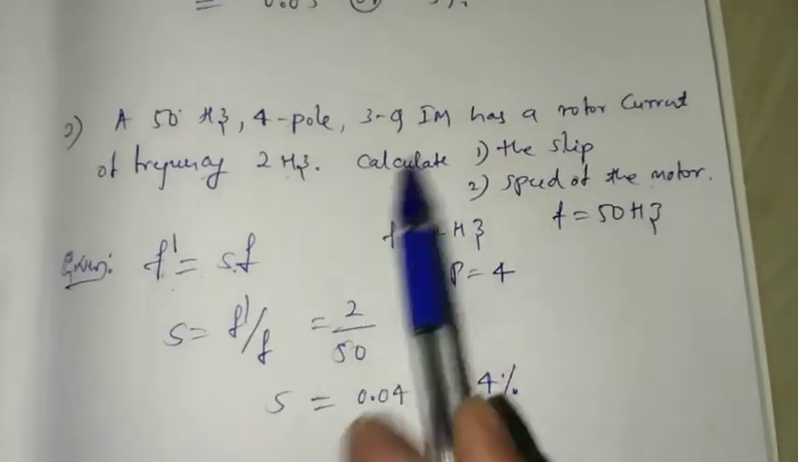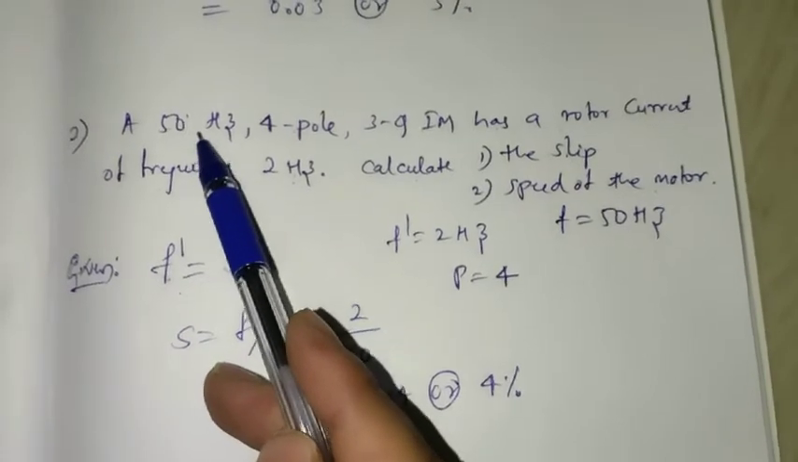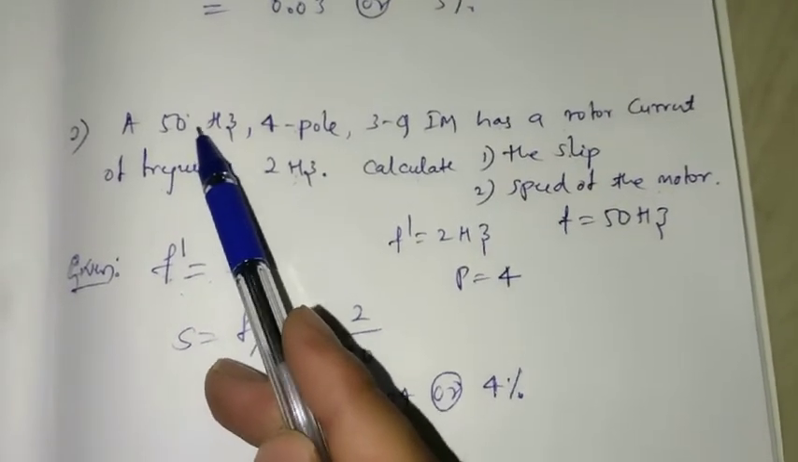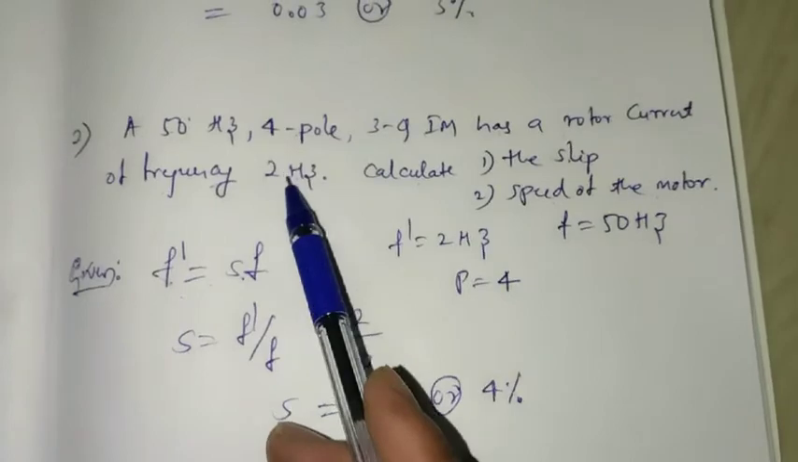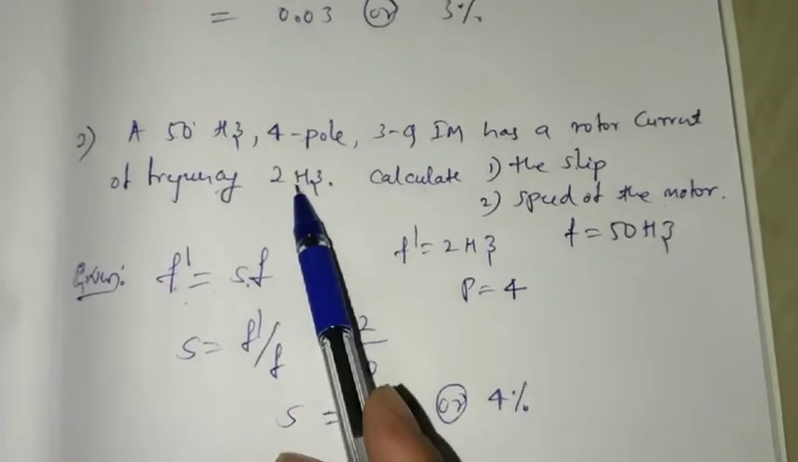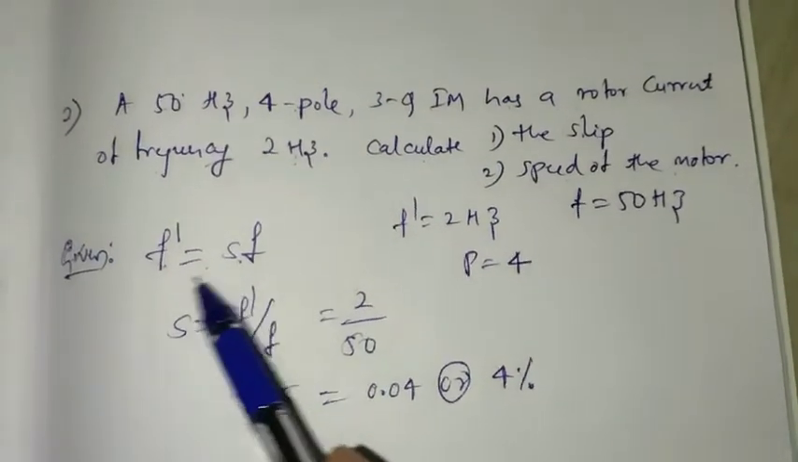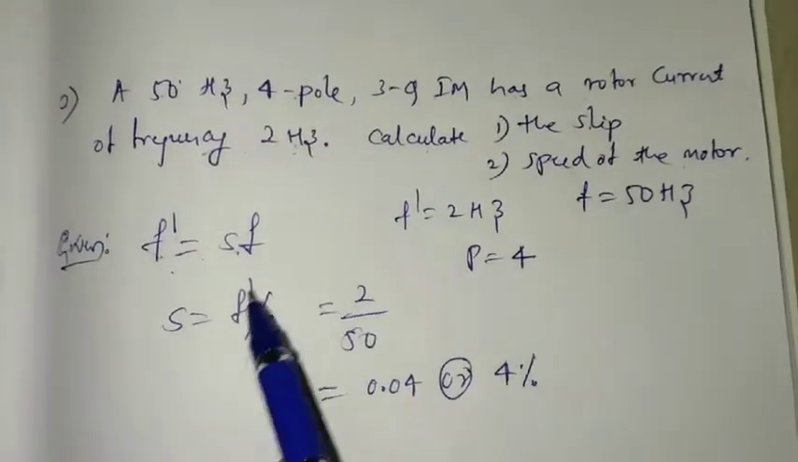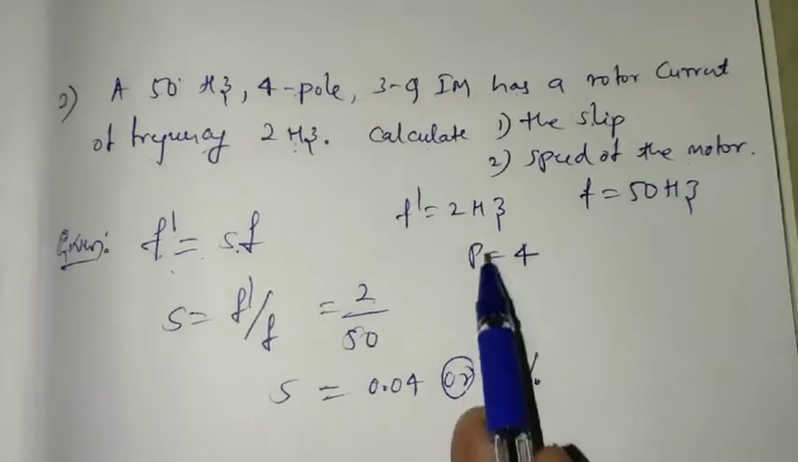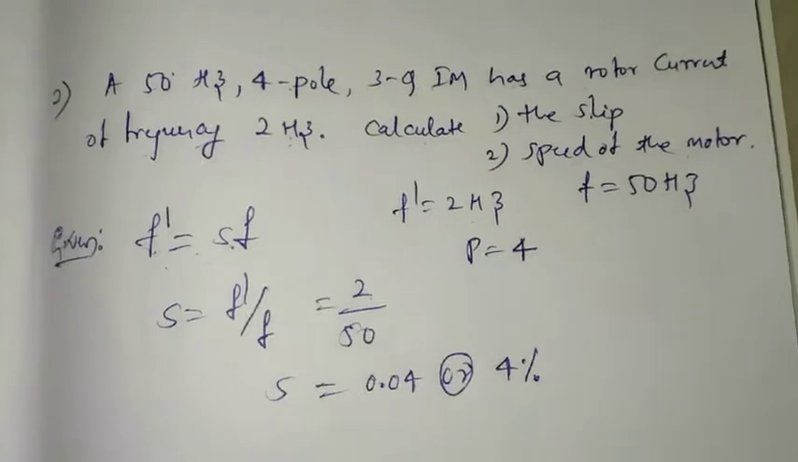So simple. Rotor frequency means 2 Hz. You can always take stator frequency as 50 Hz. Stator frequency is always greater than rotor frequency. At least you remember, you can compare. The higher value is always f, the lower value is always f dash. So f dash is equal to sf is the relation, and s is equal to f dash by f, that is 2 Hz divided by 50 Hz. You will get 4% or 0.04. That is the value of slip.